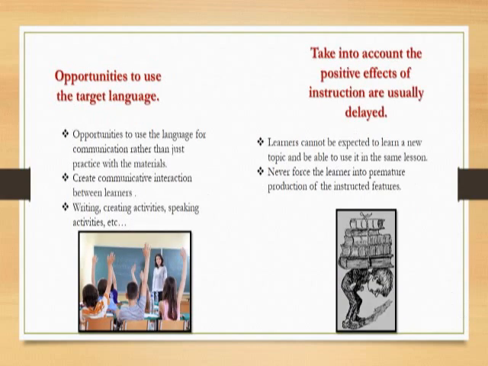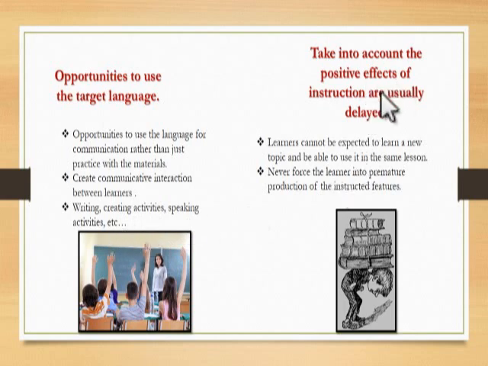Then we have opportunities to use the target language. Opportunities to use it for communication rather than just practice with the materials. So it is very important not just to practice with the material, books, texts, stories, among others, but to practice speaking, because at the end the goal of the language is to communicate in English or the second language. Create communicative interaction between learners, so make them communicate between themselves so they can practice speaking. You can use writing activities, creating activities, speaking activities, etc.